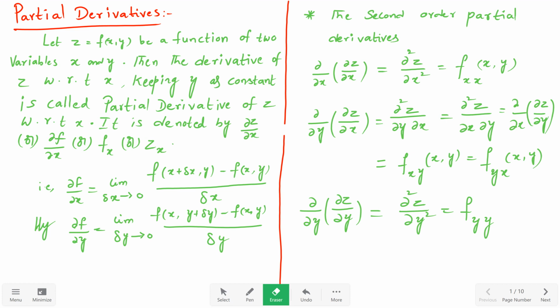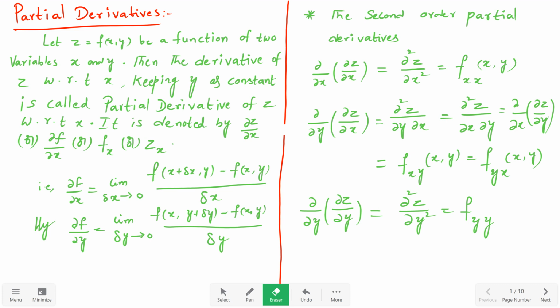The second order partial derivatives: ∂/∂x of ∂z/∂x is equal to ∂²z/∂x², that is equal to f_xx of x comma y. Another one is ∂/∂y of ∂z/∂x, that is equal to ∂²z/∂y∂x, that is equal to ∂²z/∂x∂y, that is equal to ∂/∂x of ∂z/∂y, that is equal to f_xy of x comma y, that is equal to f_yx of x comma y.